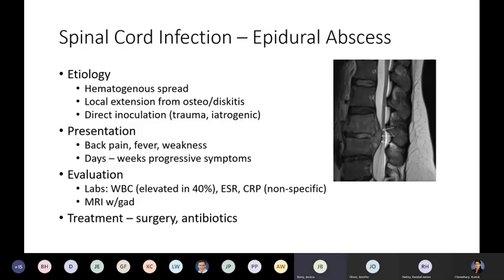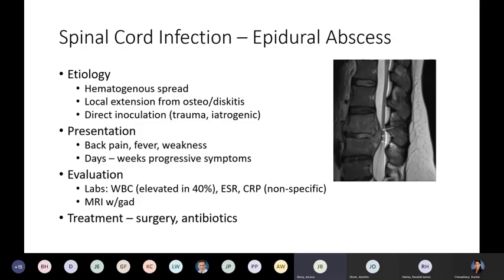Sensory and bladder symptoms are less common with an epidural abscess, and usually the symptoms will be progressive over a few days to weeks. Symptoms have been present for more than 2 weeks before diagnosis in greater than 2/3 of cases, so this can be a really insidious process.